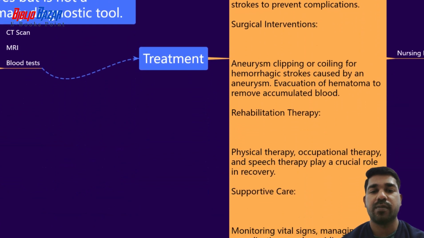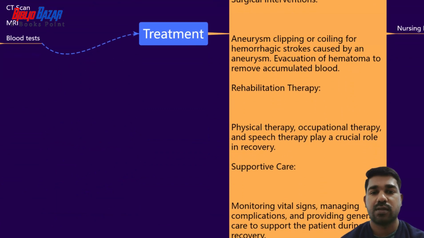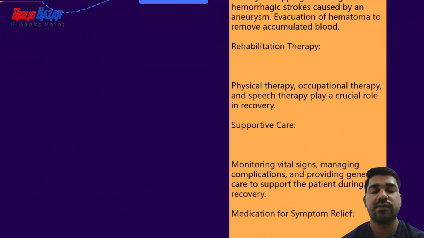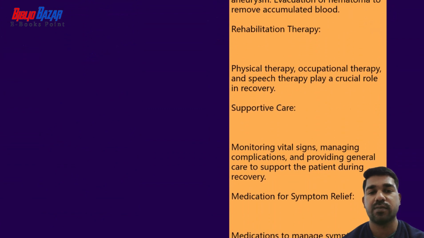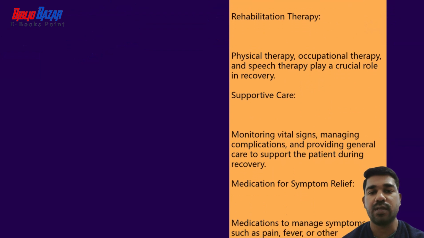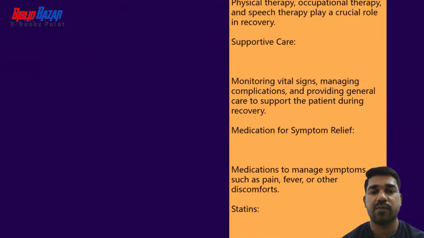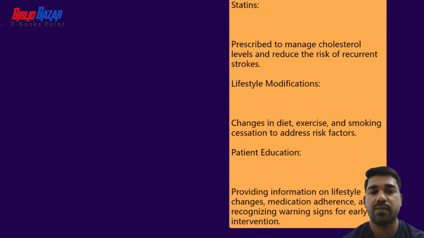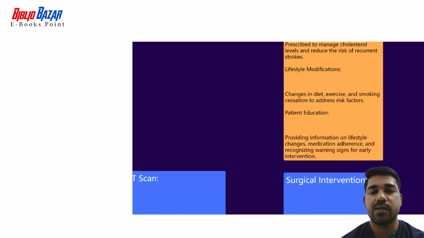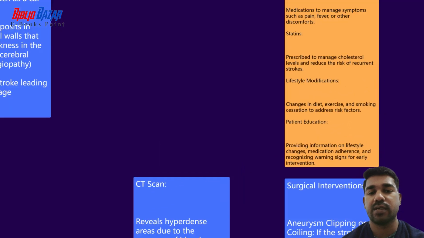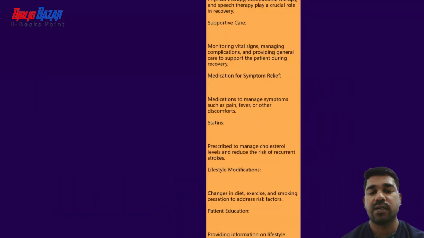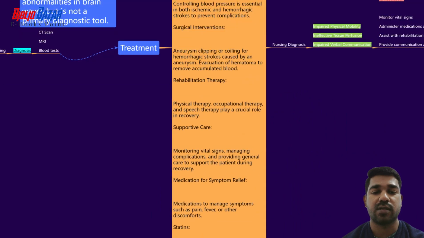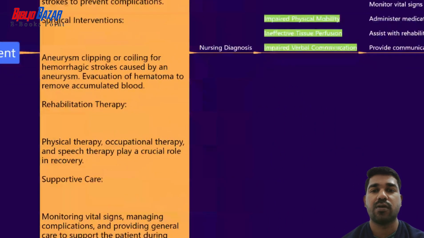Then blood pressure should be maintained and controlled. Then surgical interventions: if the patient has an aneurysm, they will do clipping. If there is a hematoma, they will remove it by craniotomy or craniectomy. And rehabilitation, supportive care, medication such as statins, lifestyle modification, and patient education all come under the management.